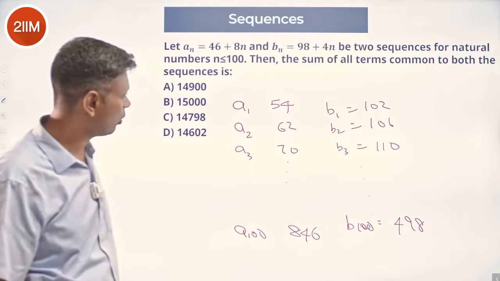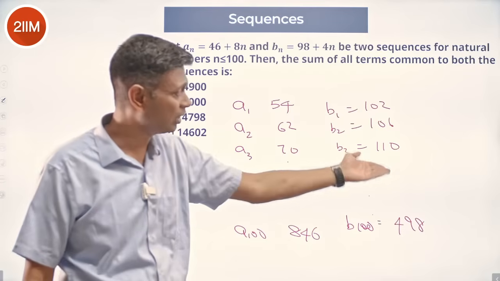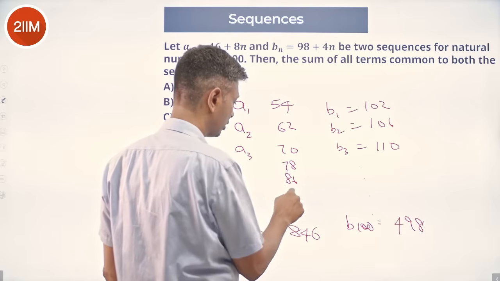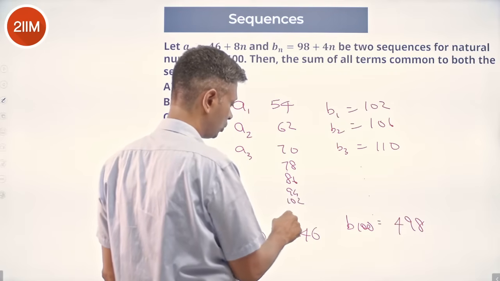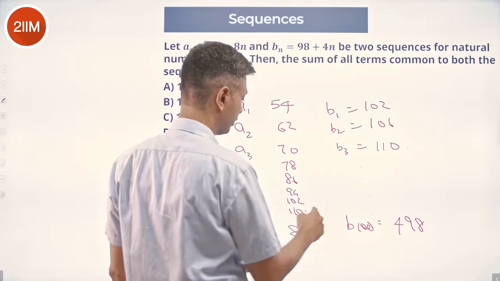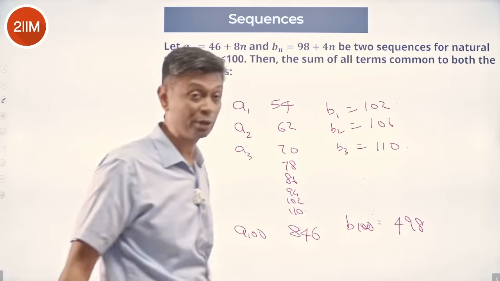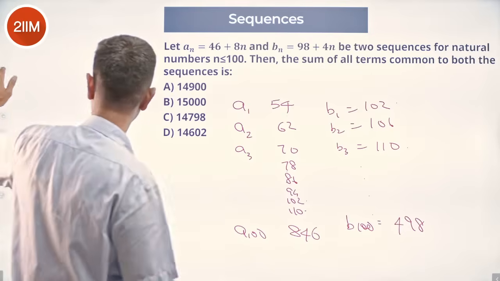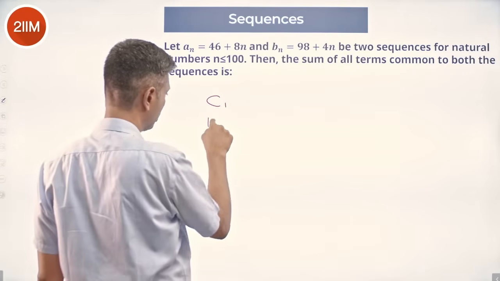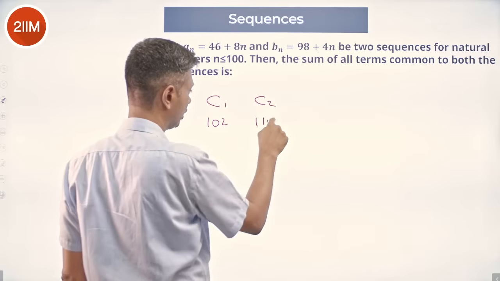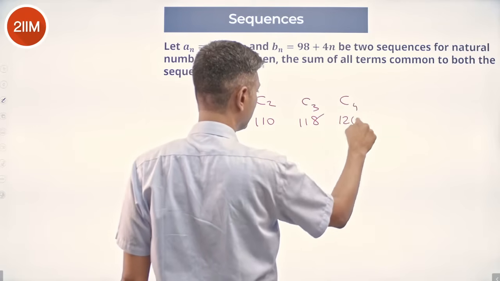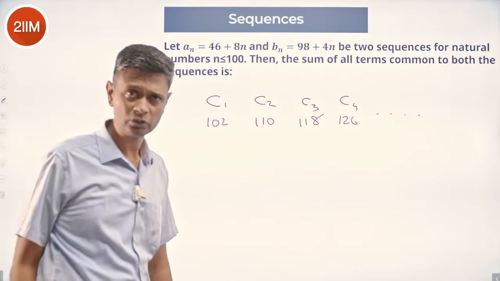So how do I find the common term? We have to go all the way till 102, 106, 110. I'm going to brute force it. 70, 78, 86, 94, 102, 110. 110 is there, 102 is there. So my new sequence, the common sequence, will start with 102. I'm going to say C1 is 102, C2 is 110, C3 is 118, C4 is 126, and so on.